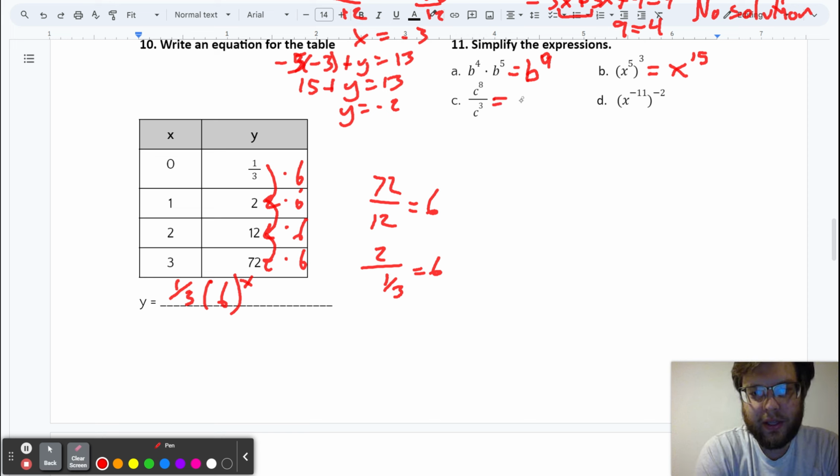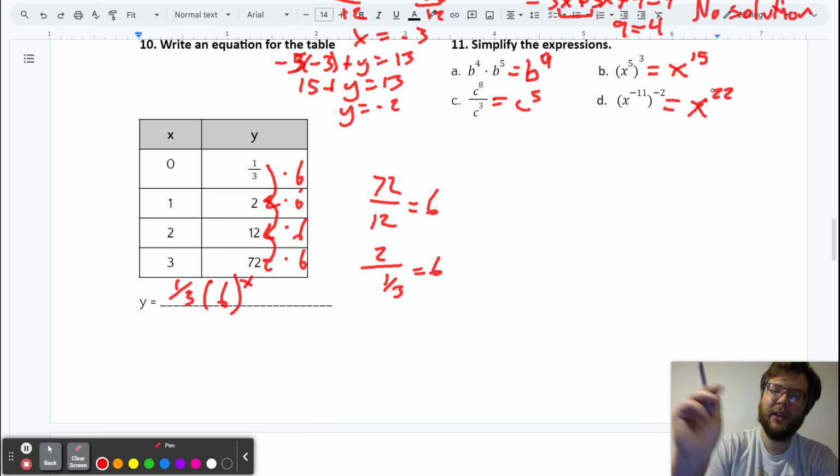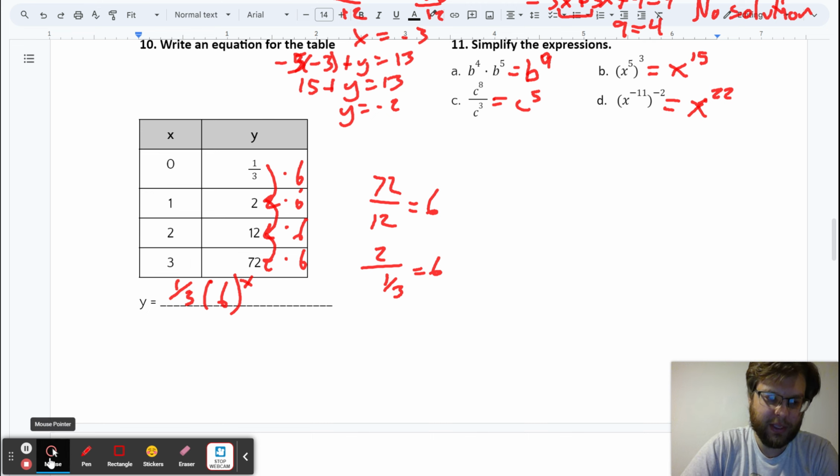Part C is just c to the 5th. You have 8 of them on top, 3 of them on bottom cancel out. 8 minus 3 is 5. Part D is just x to the 22. In part B, we multiplied 5 times 3. In part D, we multiply negative 11 times negative 2.